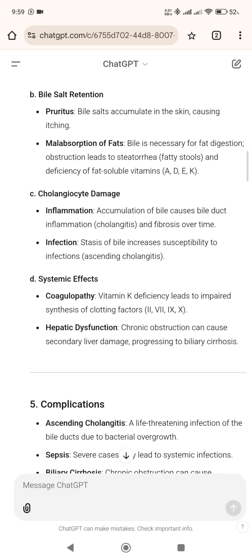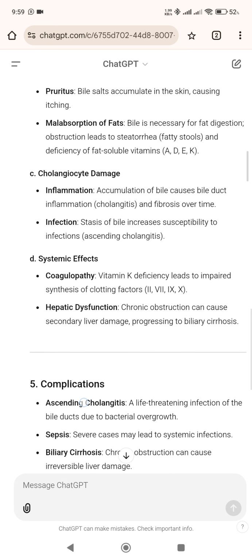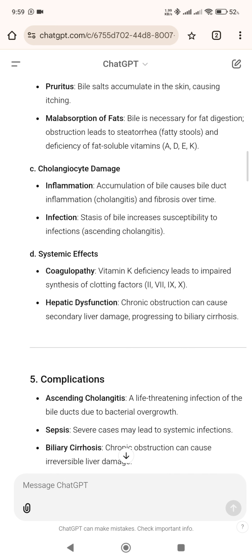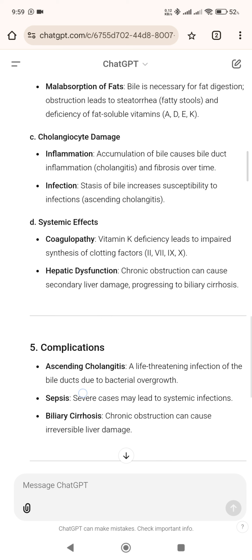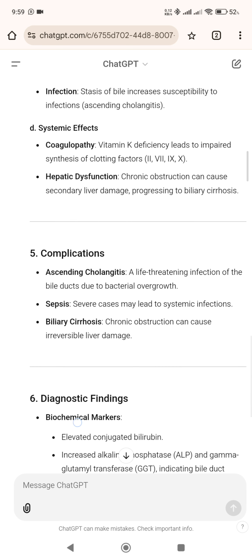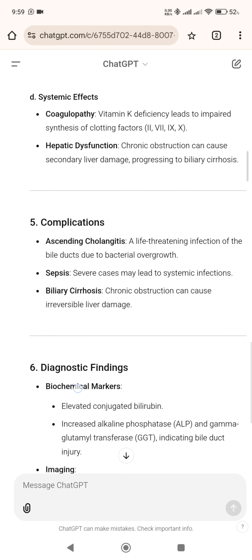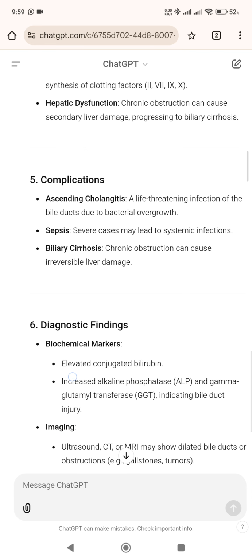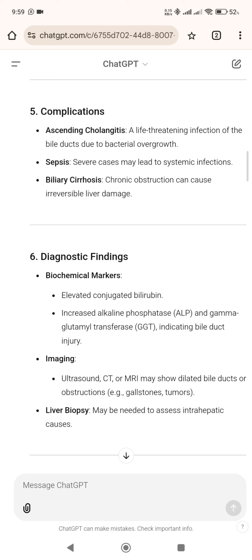D. Systemic effects. Coagulopathy. Vitamin K deficiency leads to impaired synthesis of clotting factors II, VII, IX, X. Hepatic dysfunction. Chronic obstruction can cause secondary liver damage, progressing to biliary cirrhosis. 5. Complications. Ascending cholangitis, a life-threatening infection of the bile ducts due to bacterial overgrowth. Sepsis. Severe cases may lead to systemic infections. Biliary cirrhosis. Chronic obstruction can cause irreversible liver damage.